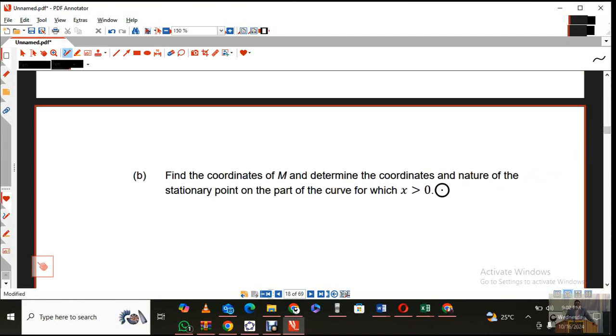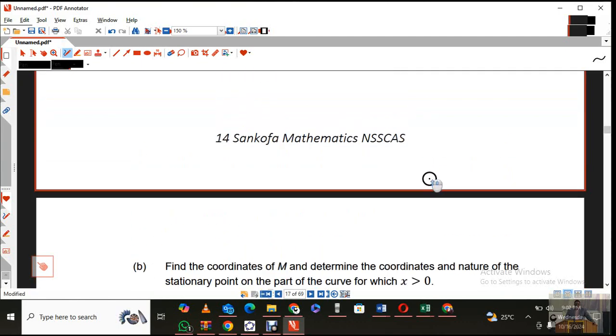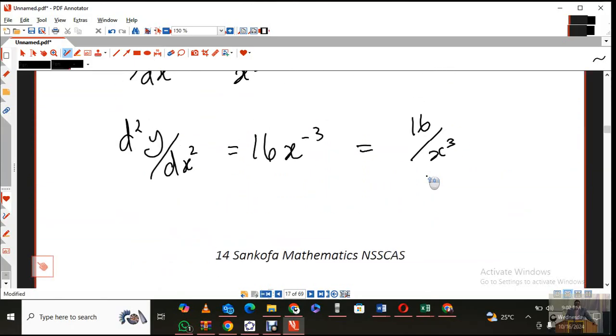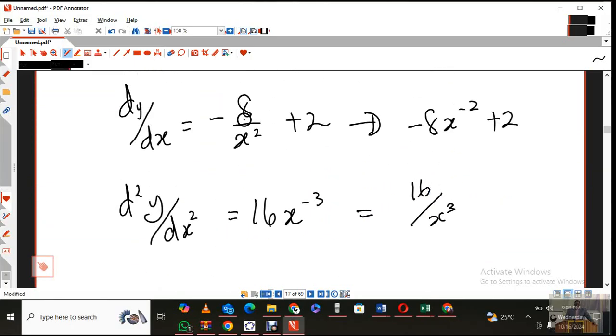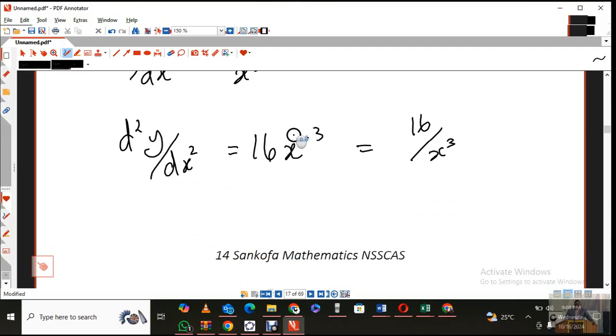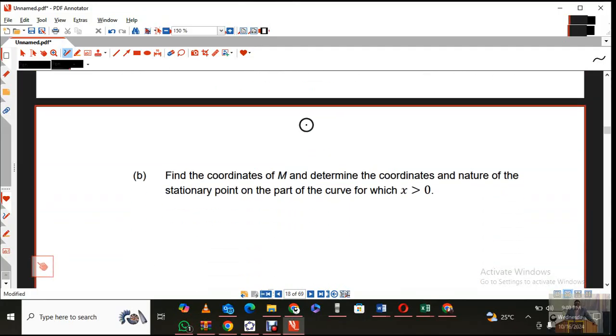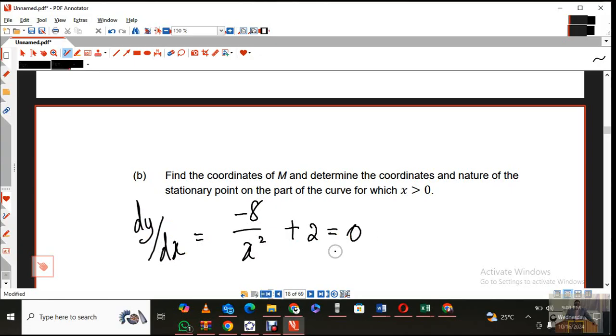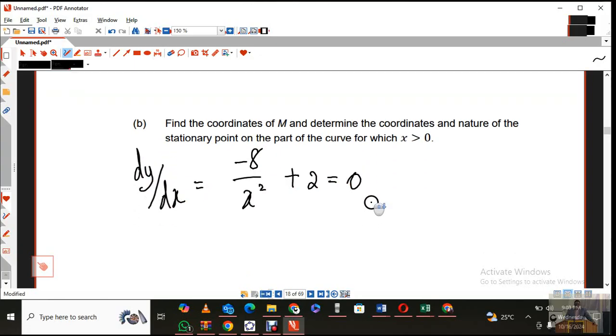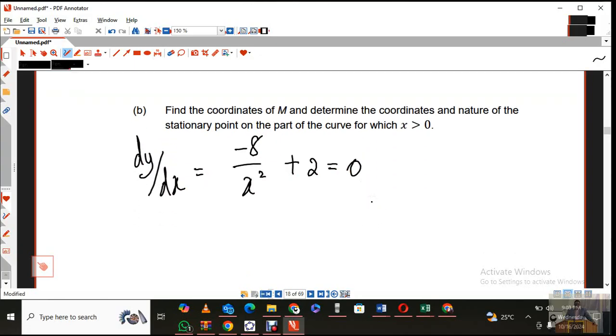I'm going to divide this into 2 or 3 videos. So dy/dx is minus 8 over x squared plus 2. We're going to let that equal 0 because that's the lowest point of the graph. That's going to give me the x value of that turning point, so to speak.